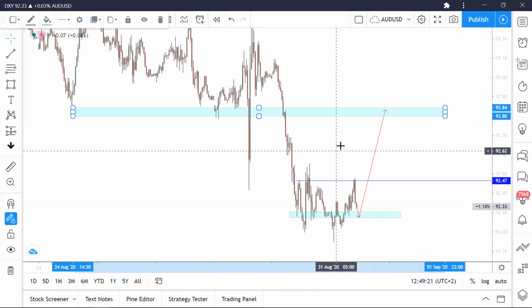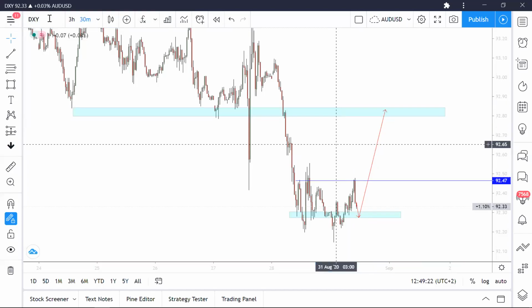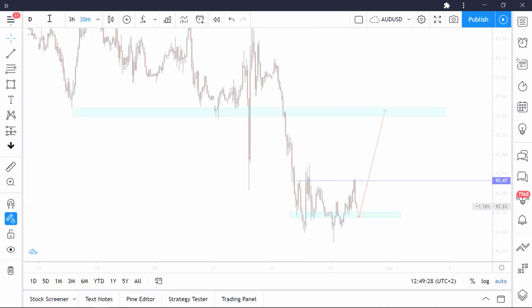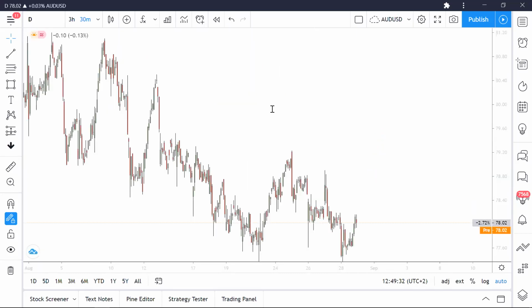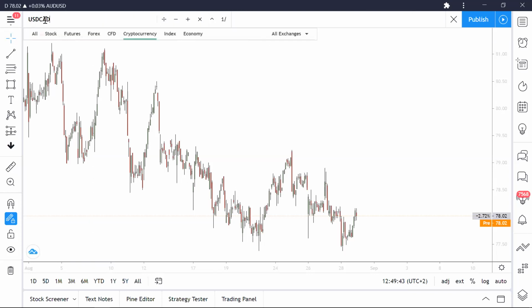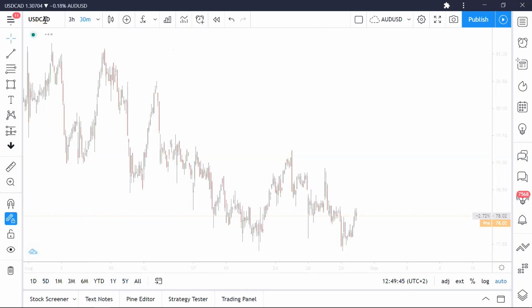Let me just go ahead and share my screen here. Right, so as I was saying, this is one area that I am focusing on here on the DXY, right? Now, if I just go over to the USDCAD, let me just switch over to the USDCAD. Now, remember that on the DXY, if you're looking for some upside on the DXY, I'm also potentially going to be looking for some upside in all other dollar base pairs, right?